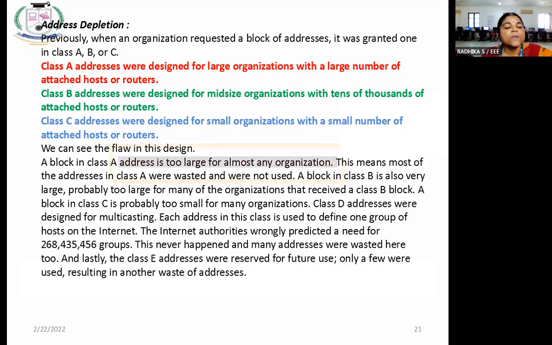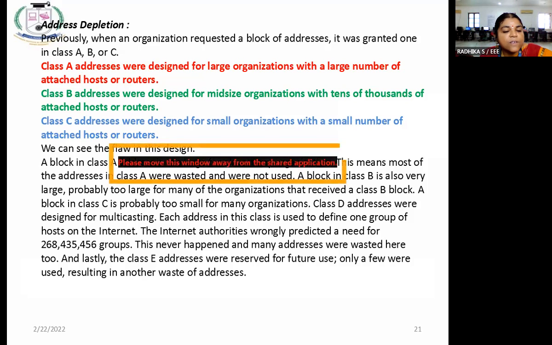Yes, ma'am, sorry. So when this IP addressing was formed, they thought of dividing the addressing into different classes with the motive that class A addresses could be meant for larger organizations, class B for mid-size, and class C for smaller organizations.